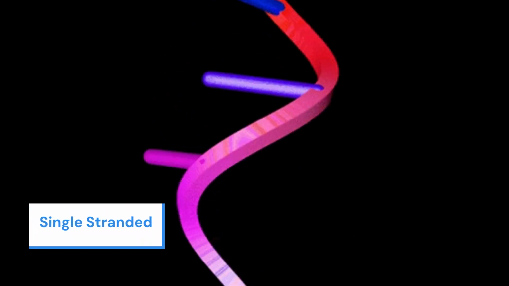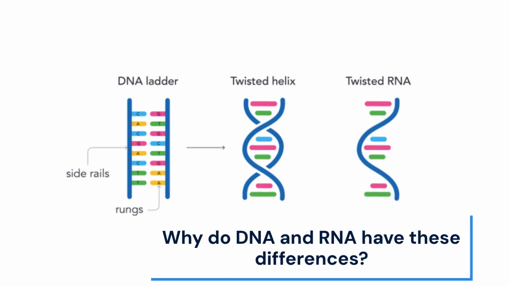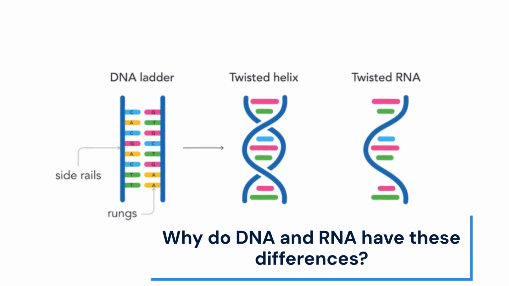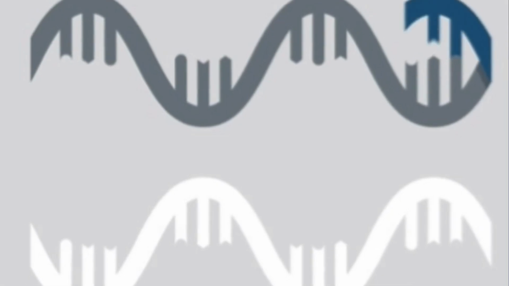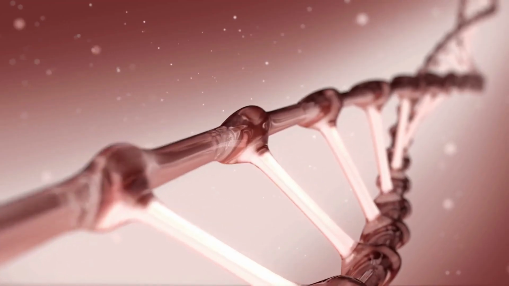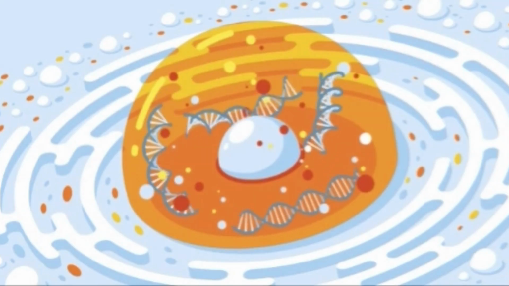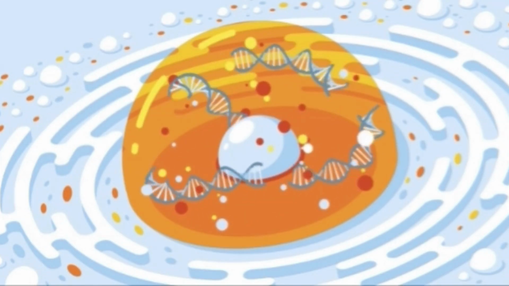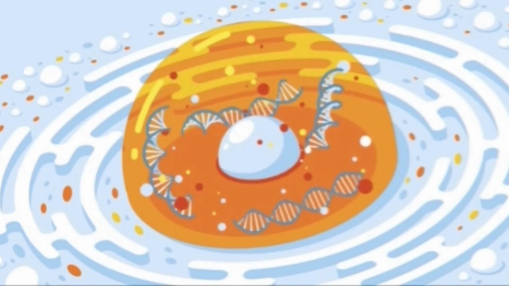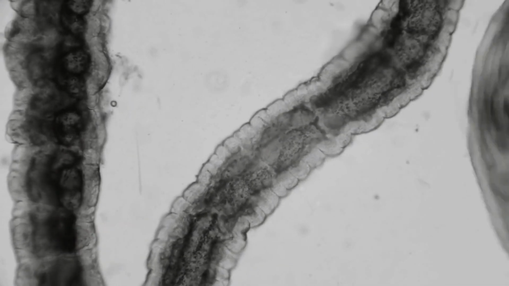RNA, on the other hand, is usually single-stranded, as if the ladder has been cut in half straight down the middle. Why do DNA and RNA have these differences? DNA and RNA have different structures to suit their different functions. DNA molecules are double-stranded to make them more stable. They are also tightly coiled up and kept securely in a special part of the cell called the nucleus. This allows our genetic information to be stored safely throughout our lifetimes.